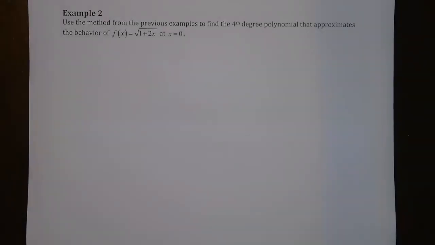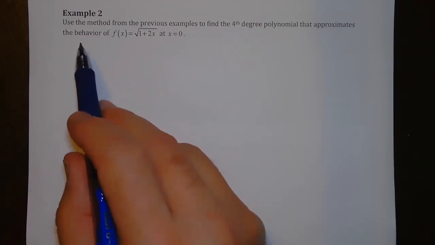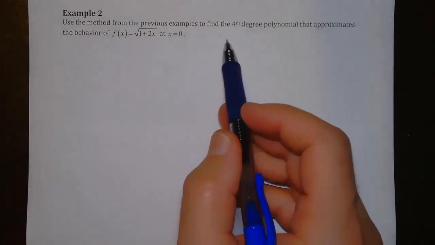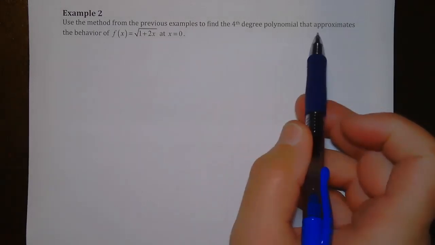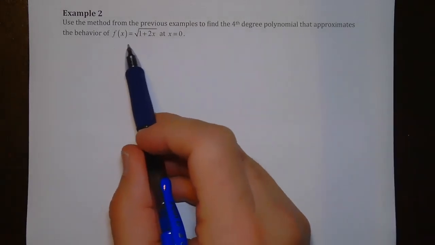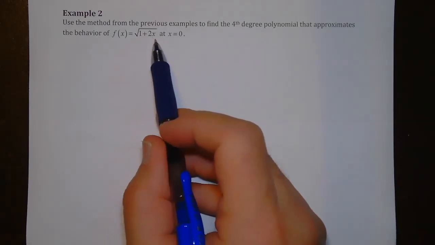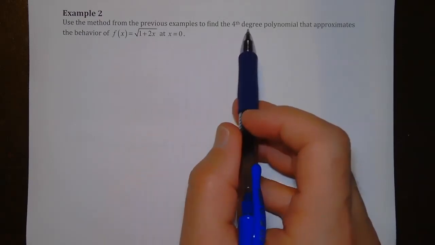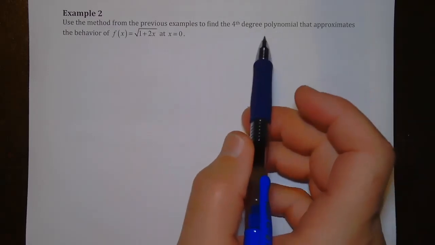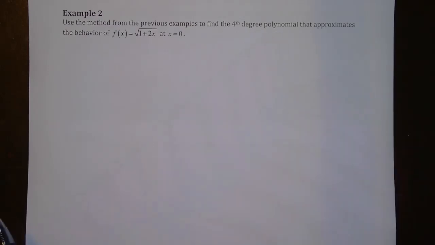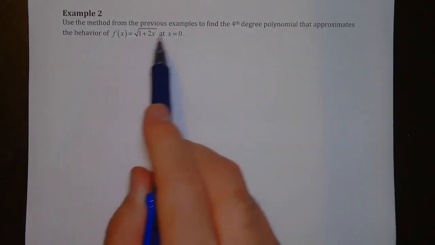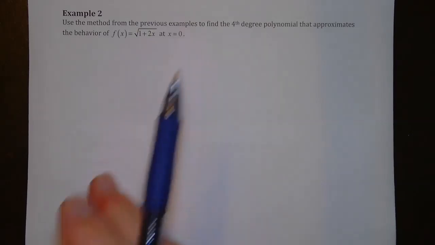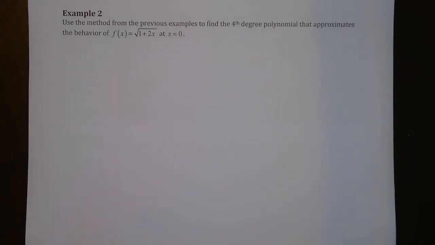Okay, so the next example. Example 2. Use the method from the previous examples to find the fourth degree polynomial that approximates the behavior of f of x equal to the square root of 1 plus 2x at x equals 0. If we want to do a fourth degree polynomial, we're going to need to know the first derivative, the second derivative, the third derivative, and the fourth derivative of f of x at x equals 0. So I'm going to need all of that information to get this polynomial, and then it's going to be very similar to what we've been doing.